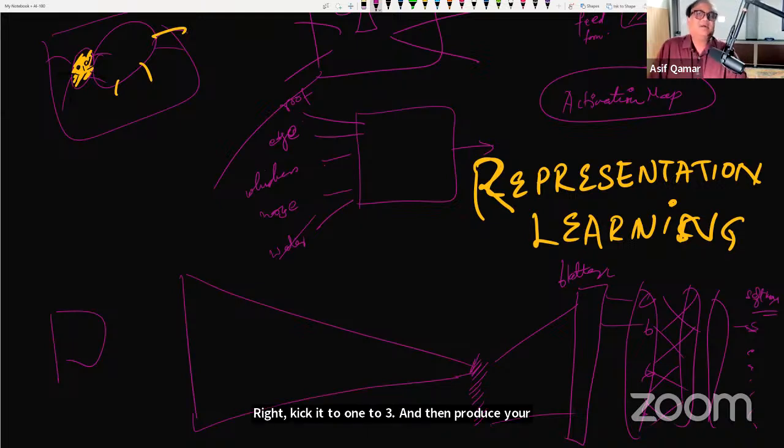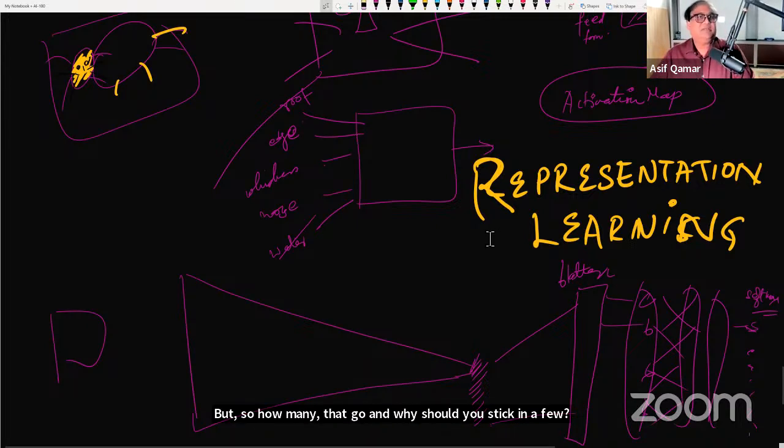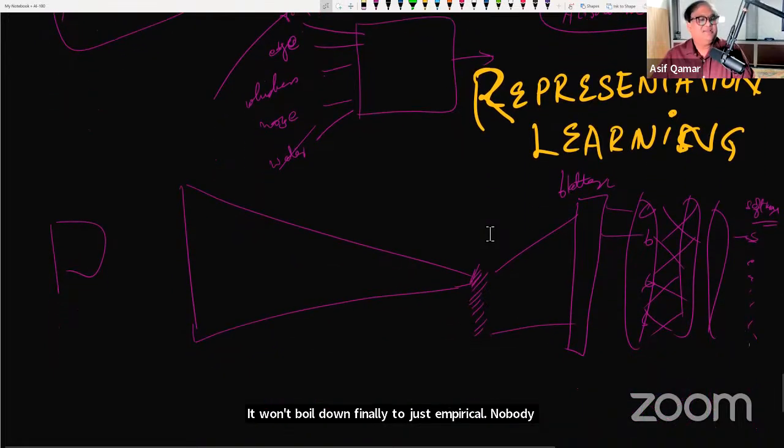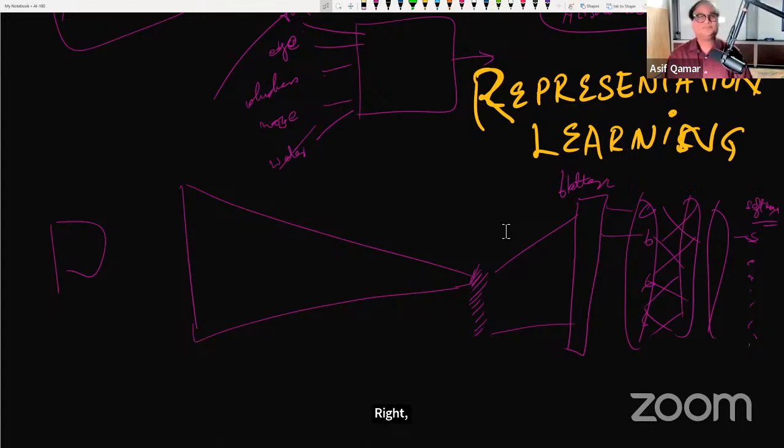But how many layers are good and why should you stick in a few? It all boils down finally to being empirical. Nobody knows why it's a good idea. The mathematics has not yet been worked out. Empirically, we know it's a really good idea to do it. Things work out much better if you do that. From that point onwards, there is nothing CNN. This is regular feed forward MLP, multi-layer.